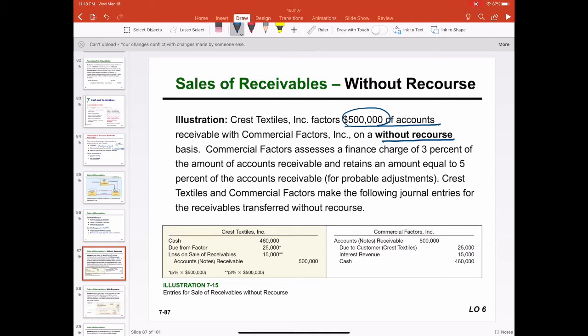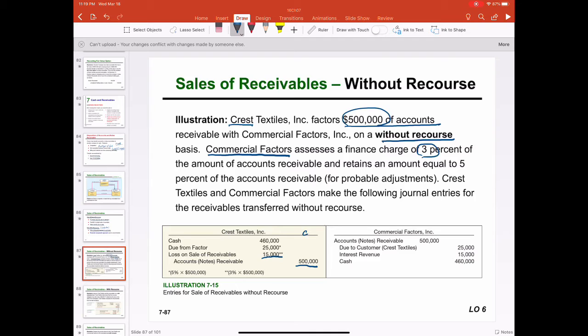When Chris sells $500,000 of receivables to the factor, Chris will write off the accounts receivable by a credit. And based on their agreement, the commercial factor, usually a bank or other financial institution, first charges 3%. That's a finance charge or a kind of fee, and this will be recognized as a loss for the seller of accounts receivable.